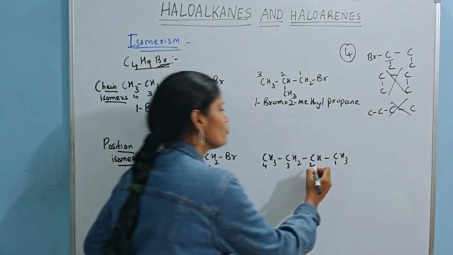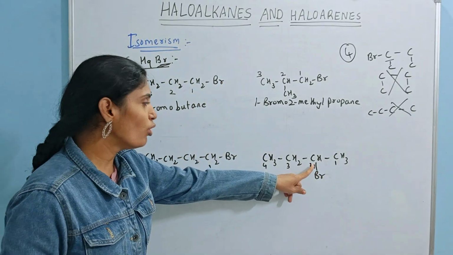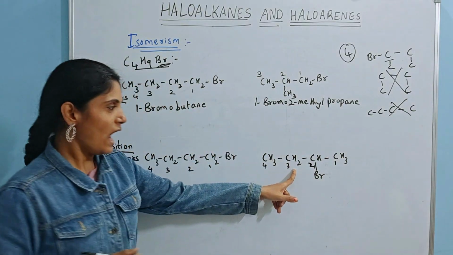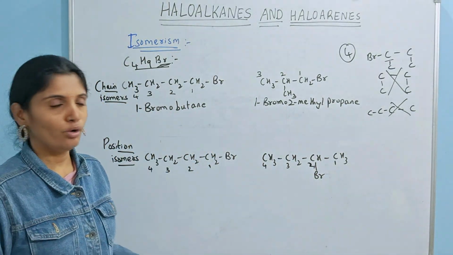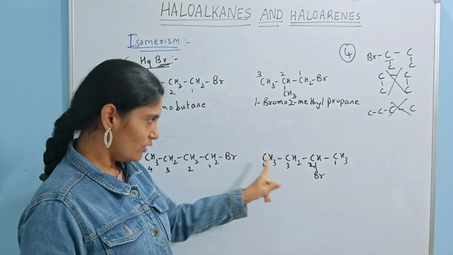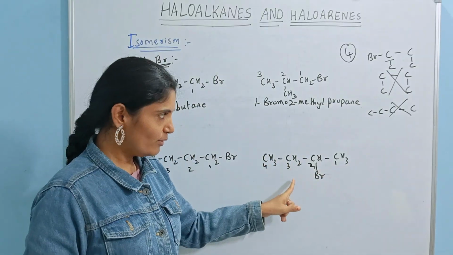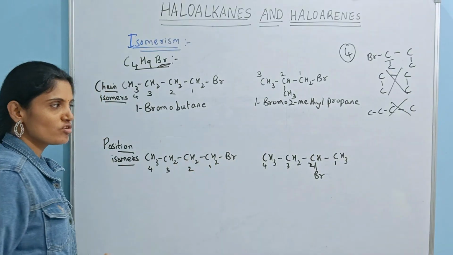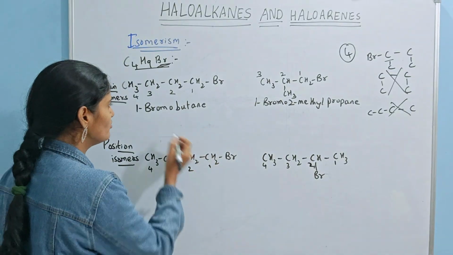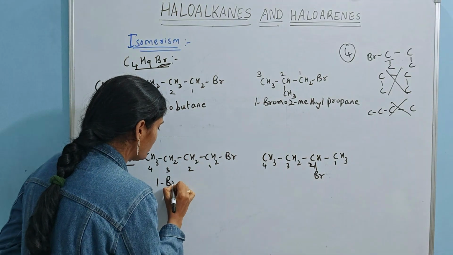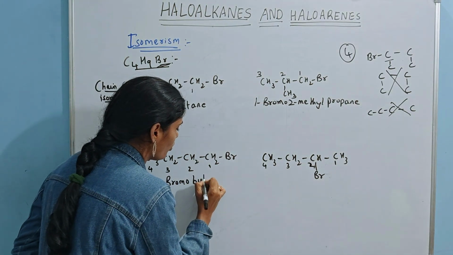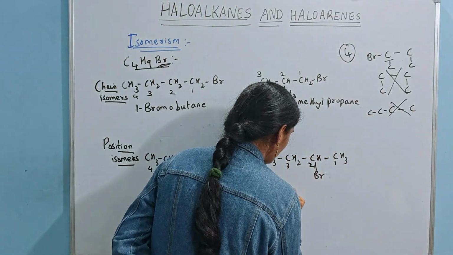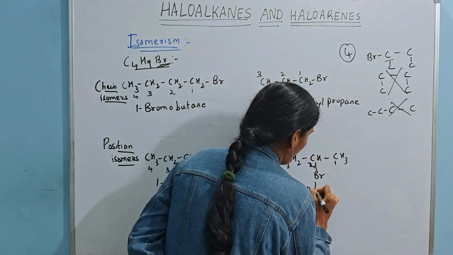Now don't be smart and put it on this carbon and then say 3-bromobutane. No. If you are putting bromine here, then obviously you will number from here. Then it will become 2-bromo. It will be the same structure. Okay. So I have 2 structures possible. So what is this structure? The same one as before. You can name it as 1-bromobutane. Here how will you name it? You will name it as 2-bromobutane.